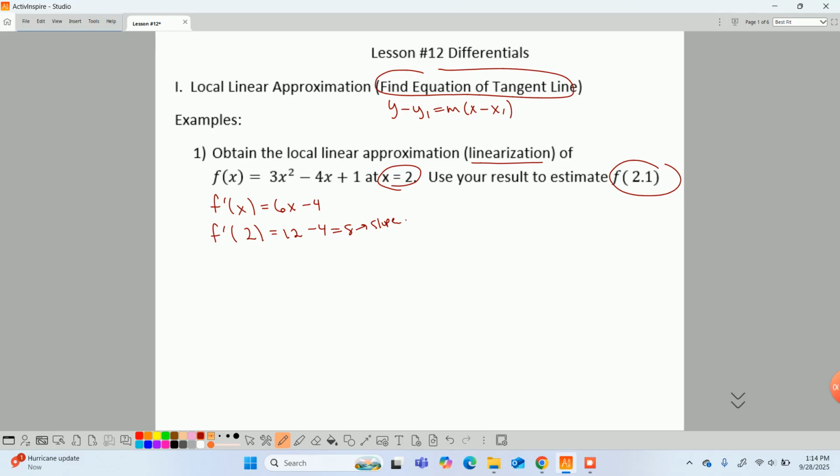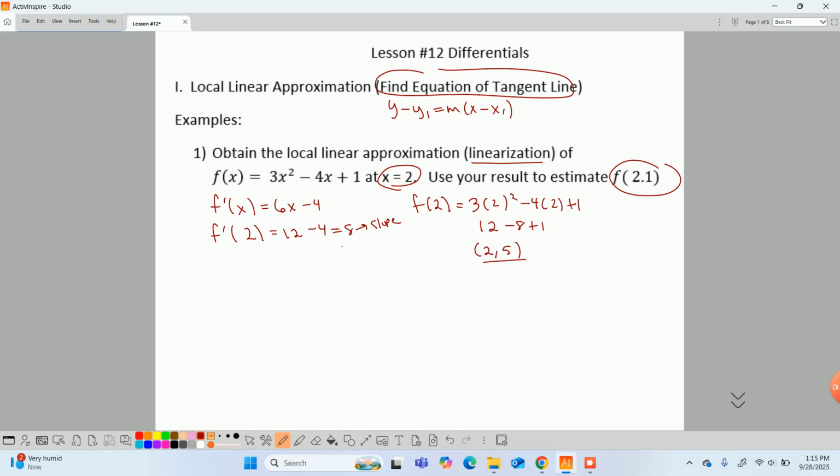So in addition to the slope, we need a point. So here we know that x is going to be 2. So when x is 2, what's the y value of the function? Remember, we just want to take the 2 and plug it into our function here. So that's going to be 3 times 2 squared minus 4 times 2 plus 1. We evaluate the exponents first, so this will give me 4 times 3, which is 12, minus 8 plus 1. 12 minus 8 is 4, and 4 plus 1 is 5. So in other words, when x is 2, the y value here is 5.